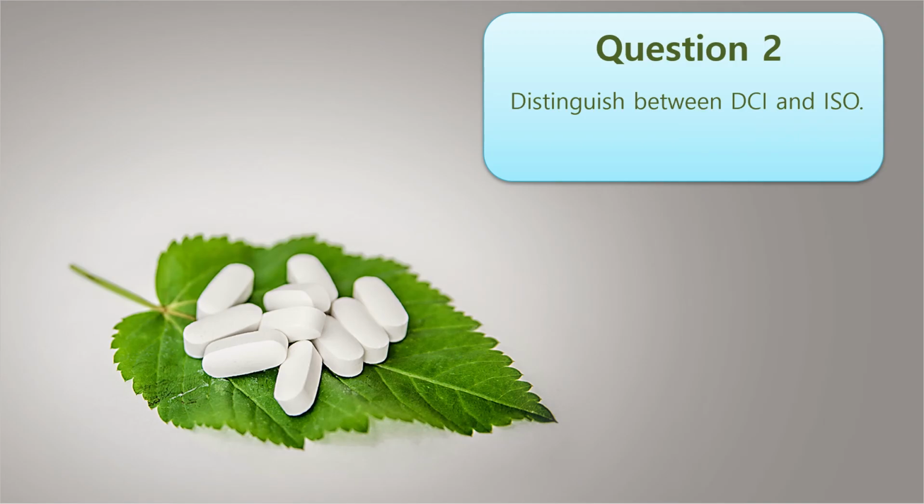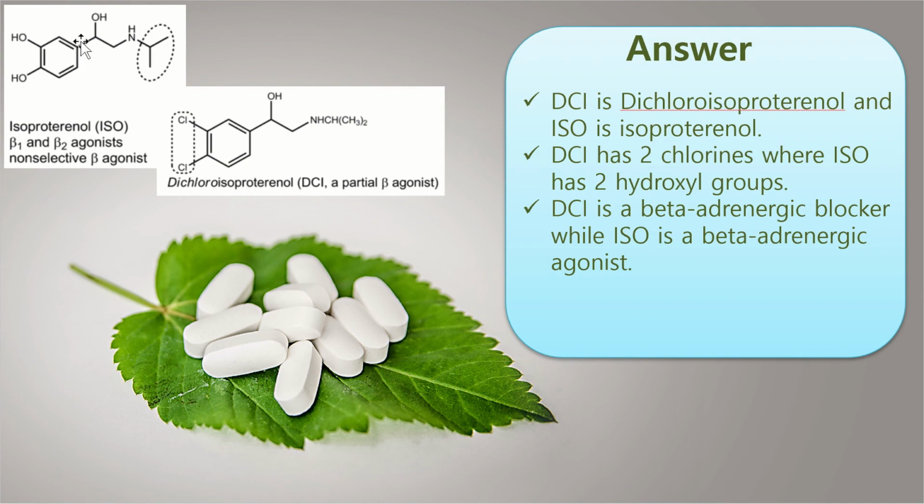Okay, so that leads us now to question 2, which says distinguish between DCI and ISO. So clearly for a question like that, you want to draw the structures, right? So this is ISO, if you recall, and this is DCI, right? So the only difference, yes, we have drawn out the isopropyl here, but it's the same thing here, just a condensed version. All right, so the only difference is the replacement of the hydroxyl groups with the chloro groups.